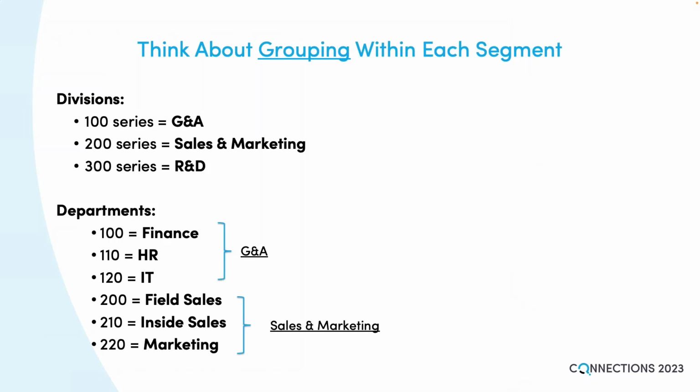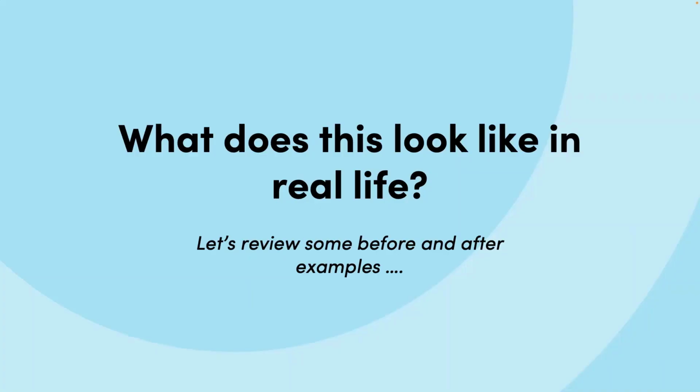Well, what I could do is eliminate the concept of the division in the chart of accounts, because I could sequence the departments in a way that they roll up into a division. Anything in the 100s would be G&A, anything in the 200s would be sales and marketing, anything in the 300s would be R&D. I don't need to add a segment 100, 200, 300. I just need to know that the 100s roll up to G&A. And think about grouping and using that inherent grouping to avoid a segment.